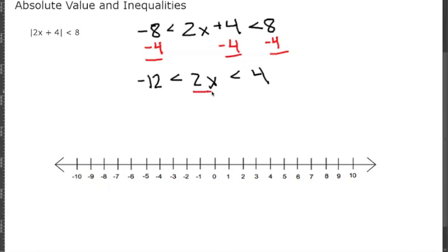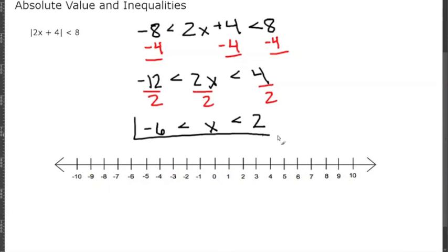Now, divide by 2 in the middle, the right, and the left to get the x by itself. So now we're going to have -6 is less than x, which is less than 2. And that would be our answer. Let's go ahead and graph that visually. We're going to circle the -6 and shade in everything up to the +2, because x is between -6 and 2.